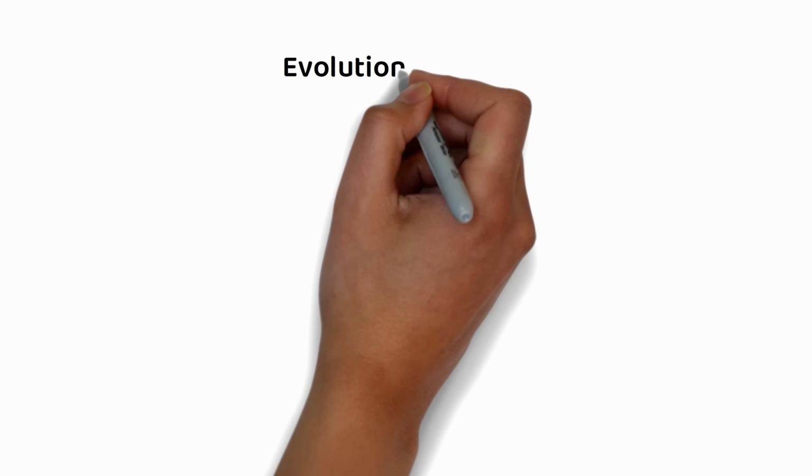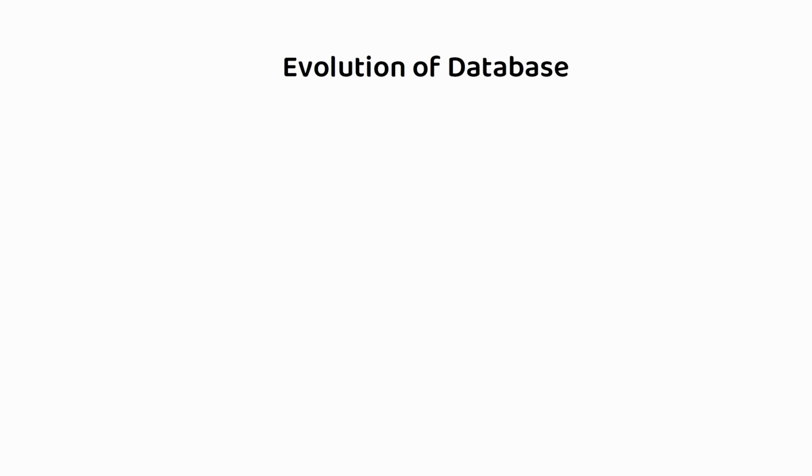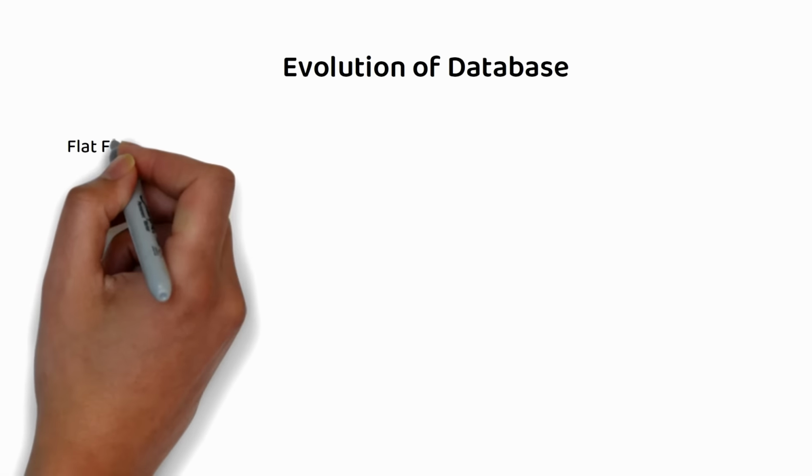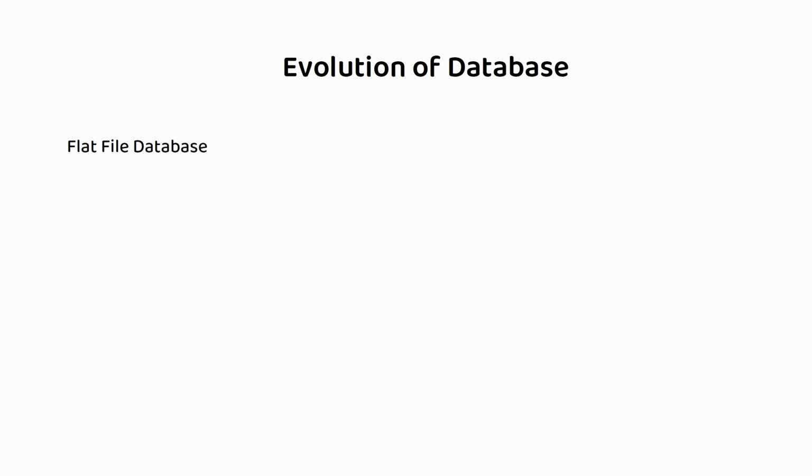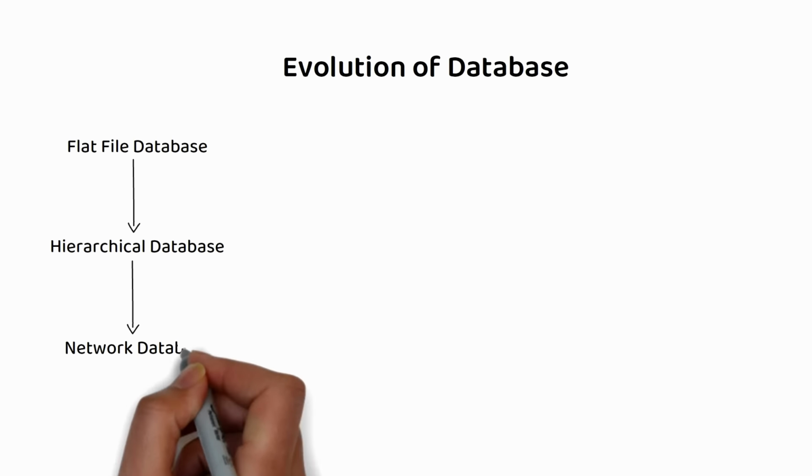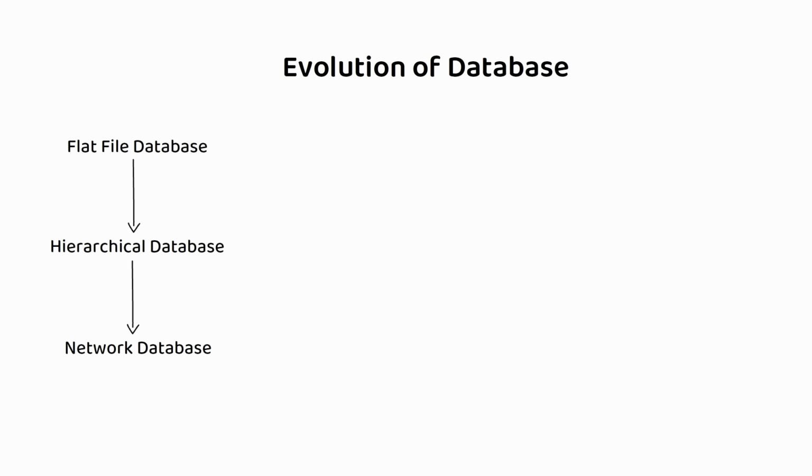Evolution of database started in 1960s when the first type of database were made, which was the flat file database. Here, the data was stored in simple files such as CSV file or fixed length file, etc. Later on came the hierarchical database and then the network database. Both of these databases stored data through parent-child relationship, but both of these databases were incapable of storing complex data relationships, hence were soon replaced by relational database.